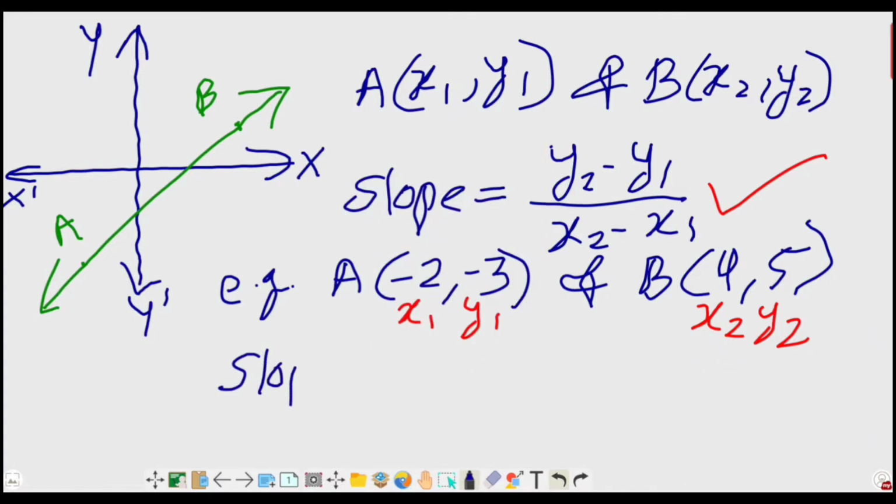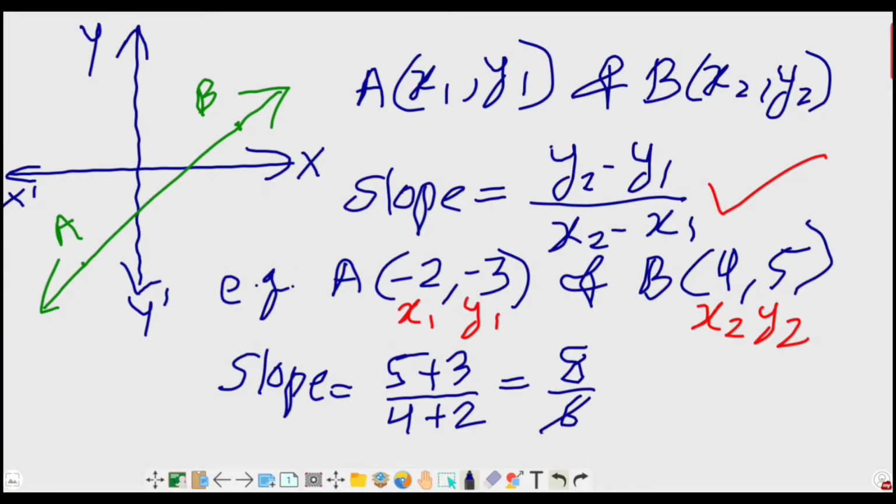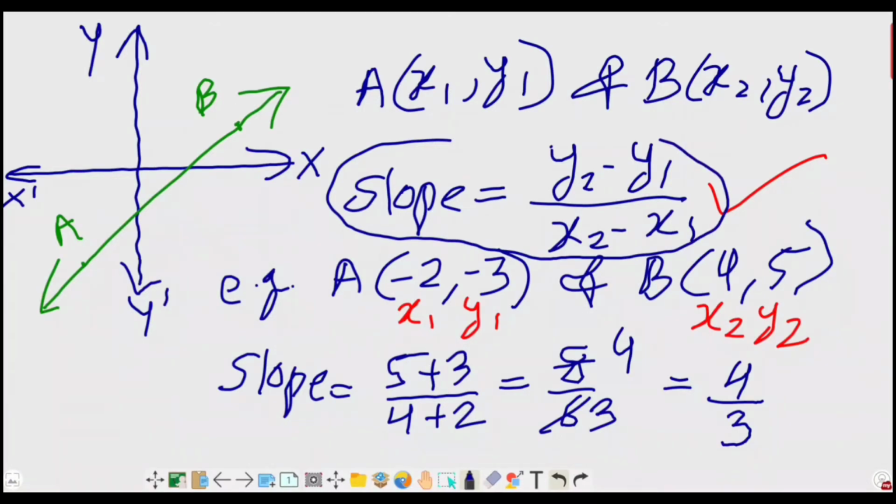Then I can utilize this formula to calculate the slope of this line. Now slope equals y2, which is 5, minus minus 3, which will give you plus 3, upon 4 minus minus 2, which will be plus 2. So this will be 8 by 6. When you reduce this, it will be 4 by 3. So when coordinates of any 2 points on the line are given, you can easily calculate the slope using this formula.